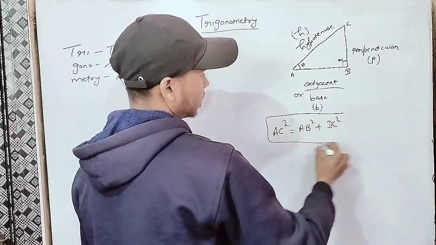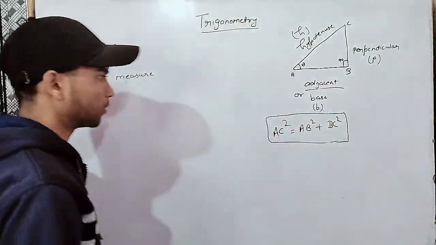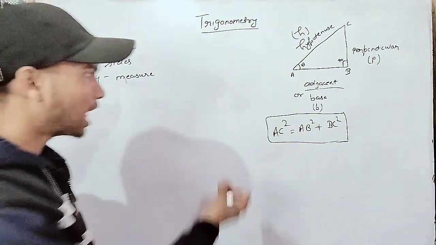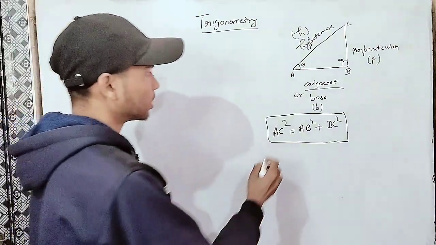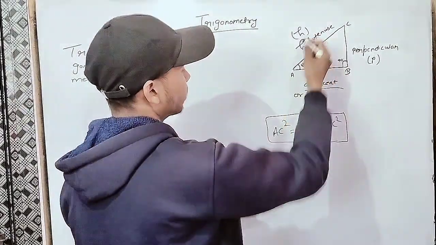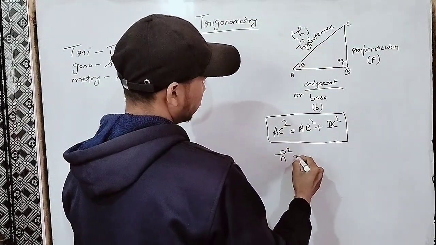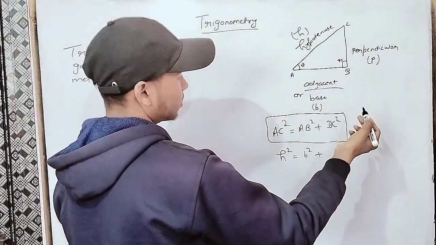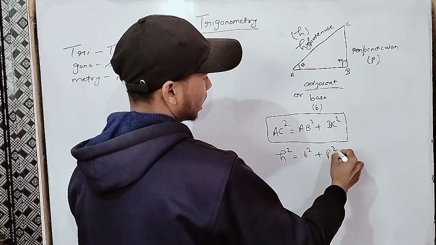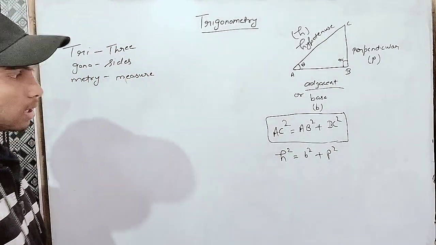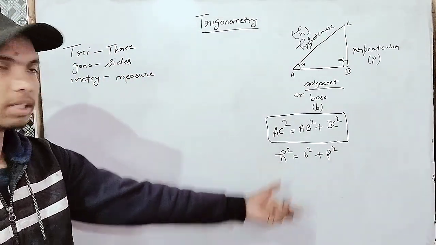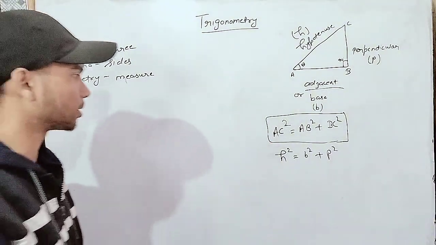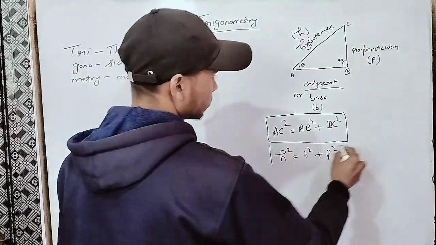Most of you already know that this is the Pythagoras theorem. So it can be written as: in place of AC, can we write H? Yeah, of course. In place of AB, can we write B? Yeah, of course. In place of BC, P, like that. The meaning of this is the same.